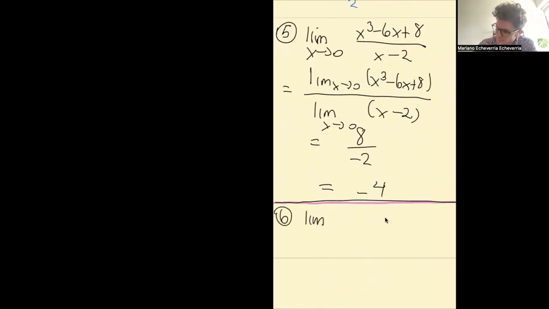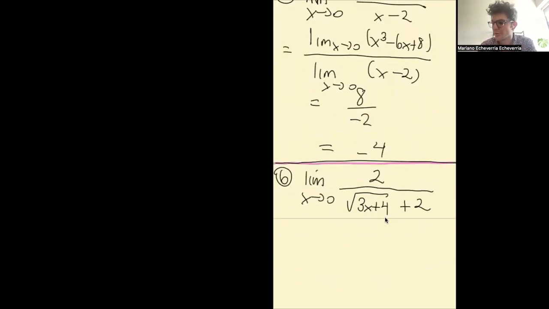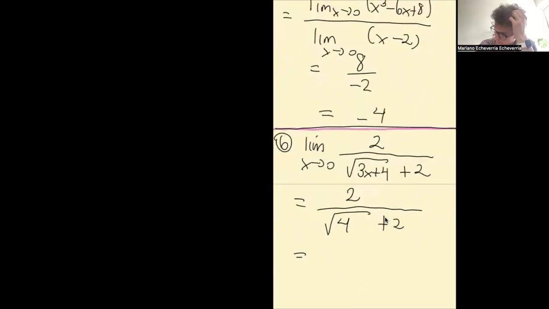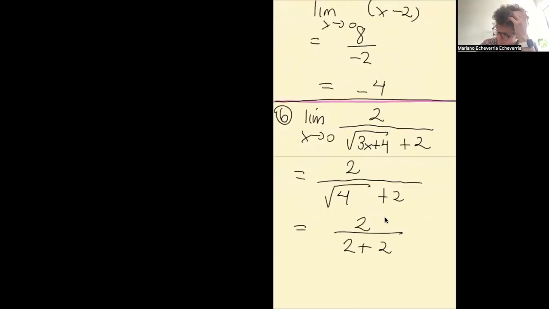But just to do the next one, this is 2 over root of 3x plus 4 plus 2. But this one is just substituting as well. So you get root of 4 plus 2. This is 2 over 2 plus 2. And this is 2 quarters. So it's just 1 half. Okay.